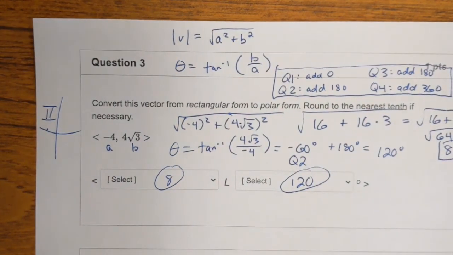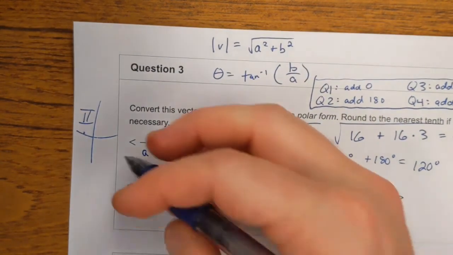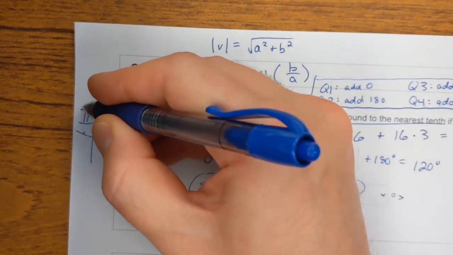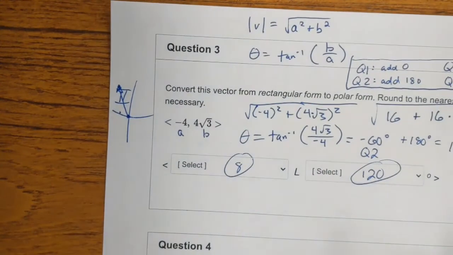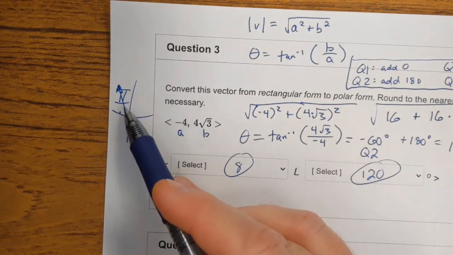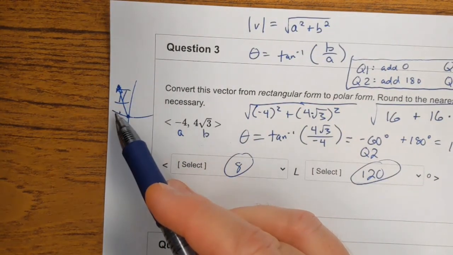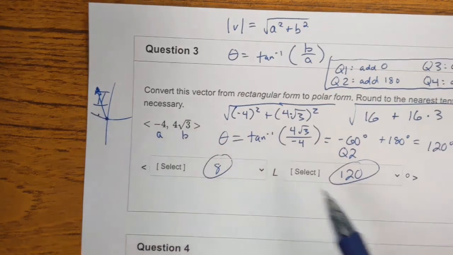Okay, which makes sense. If it helps you to make a quick sketch, negative 4 and 4 radical 3, it's going to be up here. So look at that angle. That angle would have to be between 90 and 180. And it comes out, it's 120.